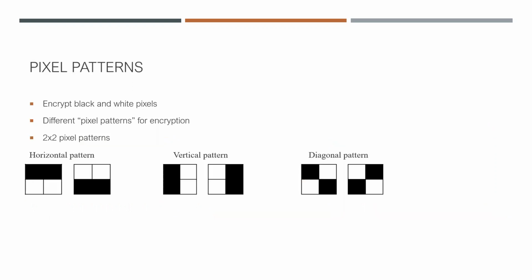First, let us see what pixel patterns are. To encrypt a black and white image, we'll need black and white pixels, so different pixel patterns are needed for the encryption. Here are some of the 2x2 pixel patterns: horizontal, vertical, and diagonal.